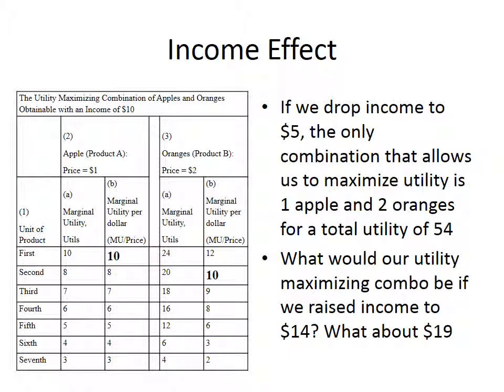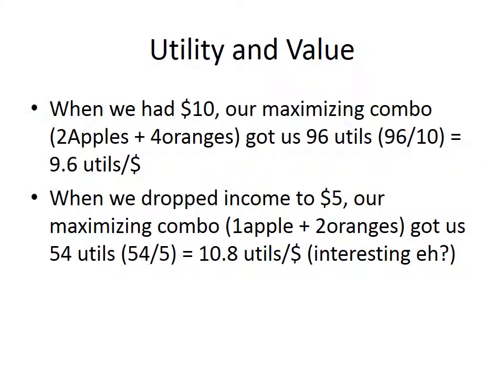All right? Now, that leads us to kind of an interesting train of thought that I kind of want to conclude this with. Okay, so we have to remember a little bit. You guys probably should have the PowerPoints in front of you, the printed out versions as we go through this to refresh your memory with what we've been dealing with here. Okay, when we had $10, our utility maximizing combination was 2 apples and 4 oranges. Okay, and that got us 96 units of utility. We were doing pretty well. That means that we were getting 9.6 units of utility per dollar.